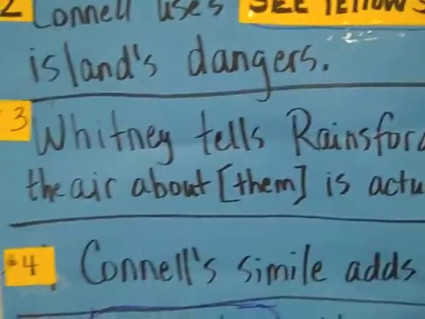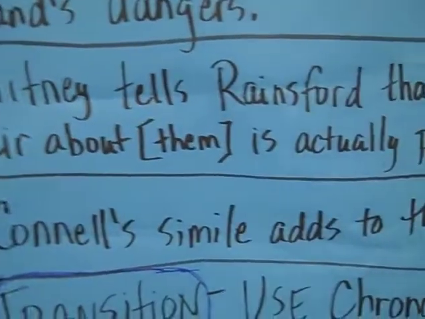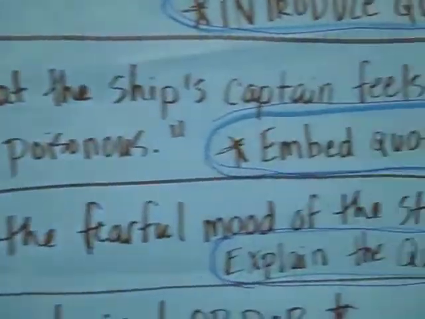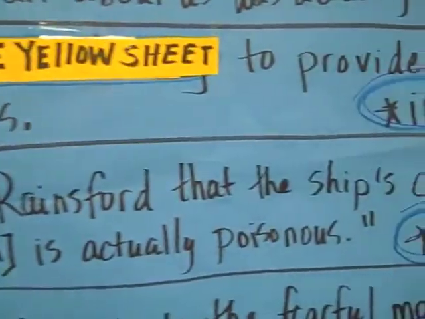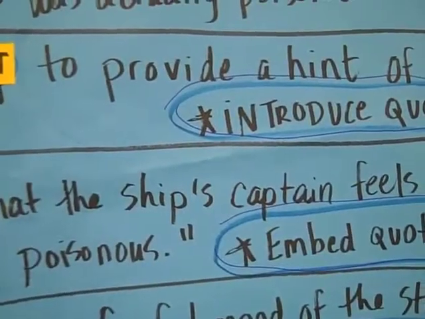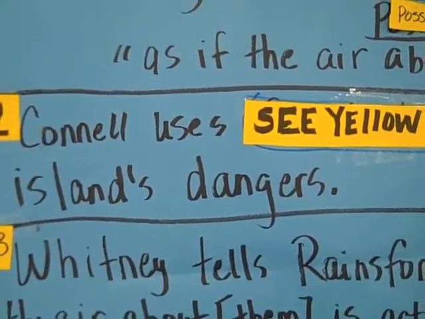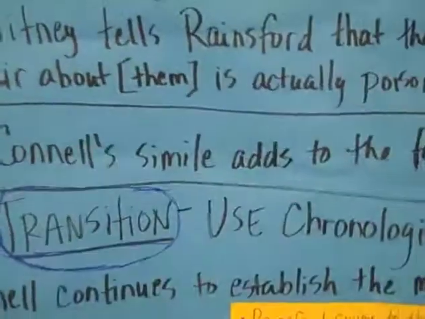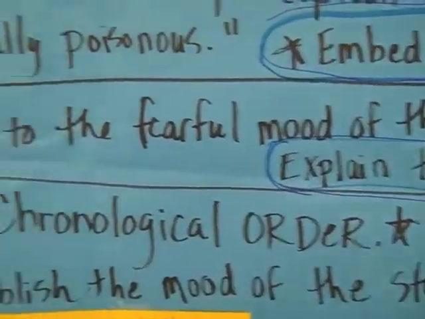Then number 4 is the sentence in which you explain it. Connell's simile adds to the fearful mood of the story. So now we know why you picked this piece of evidence and how it ties back into the fact that you think this island is dangerous. Your fifth sentence must transition, and I told you and suggested that it would be best if you did in chronological order. We're starting with the beginning of the story.